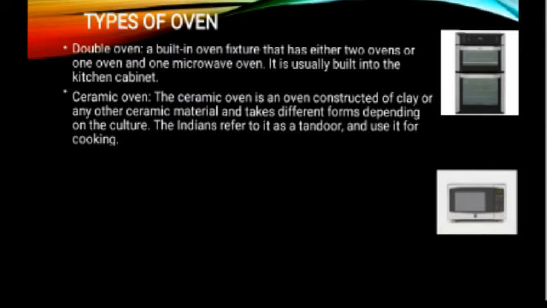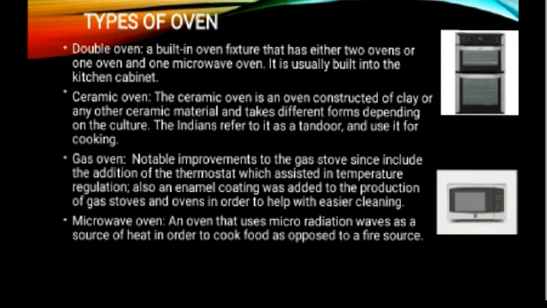Types of oven. Double oven: a built-in fixture that has either two ovens or one oven and one microwave oven. It is usually built into the kitchen cabinet. Ceramic oven: the ceramic oven is an oven constructed of clay or any other ceramic material and takes different forms depending on the culture. The Indians refer to it as a tandoor and use it for cooking.